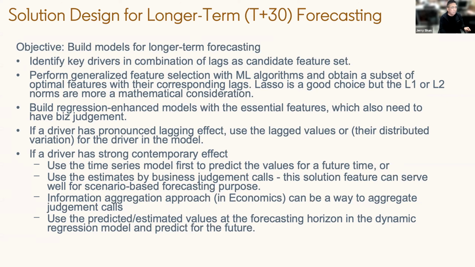That consideration is basically for mathematical convenience. But then we also need to get business judgment into our model building process. So why is this particular feature important and why we cannot ignore it, etc. That kind of consideration also needs to get into our model. And then you can see here, for certain drivers, we need to call the regular time series method to forecast. And then once you have forecasted, you can use the causal effect model we are building.